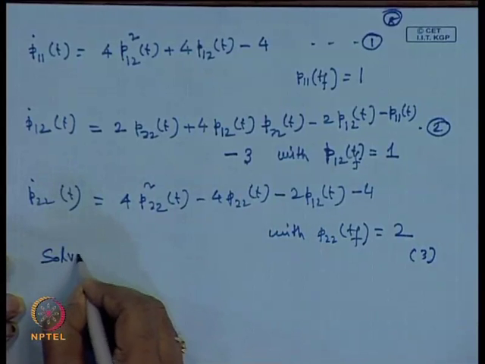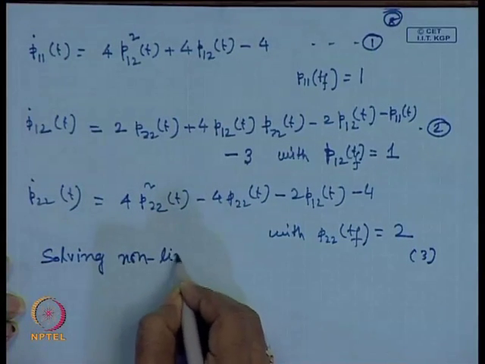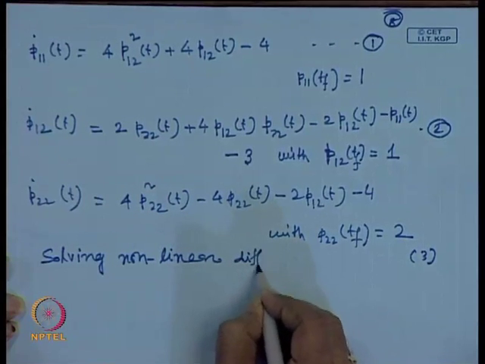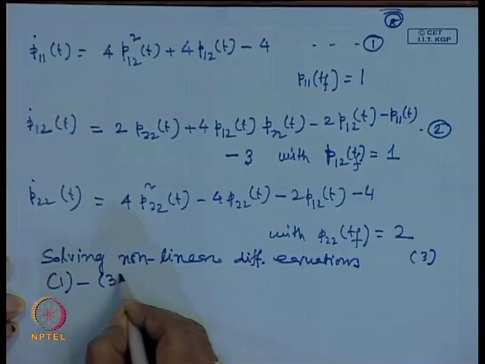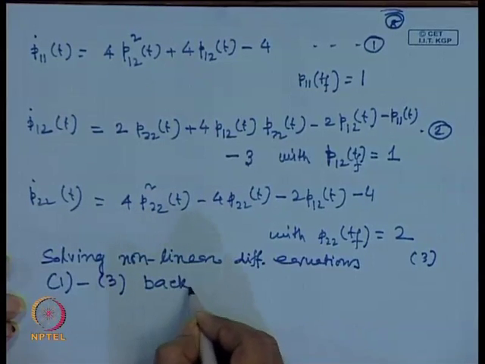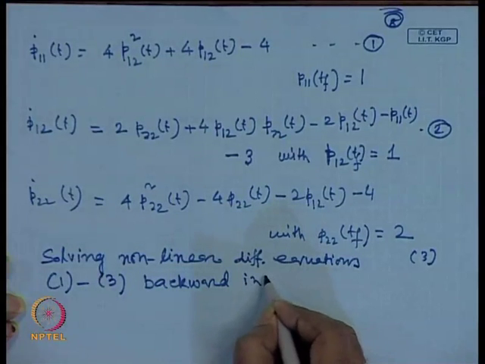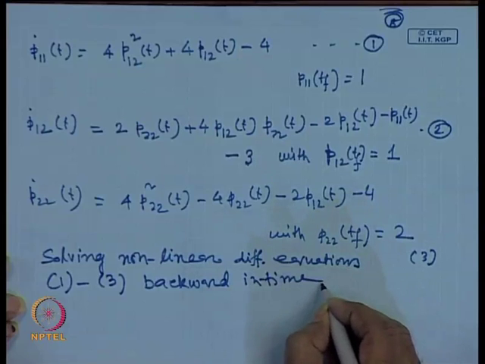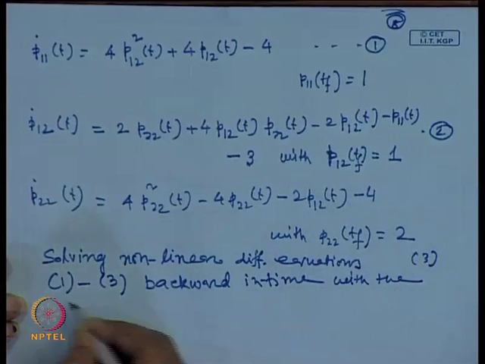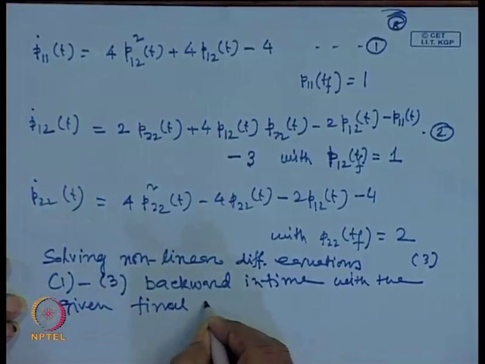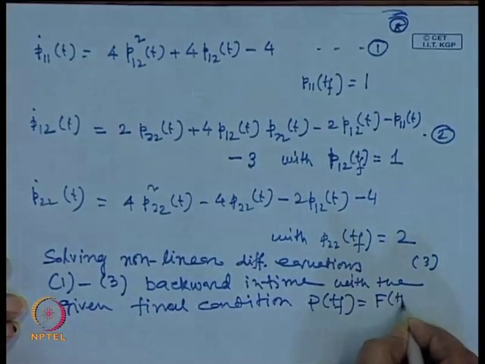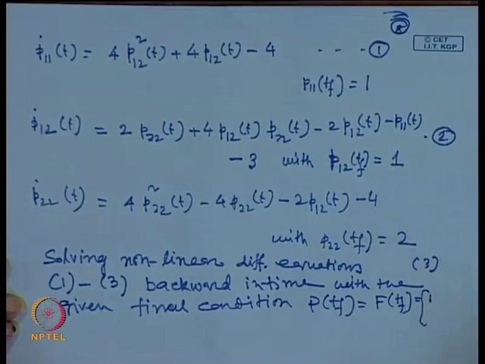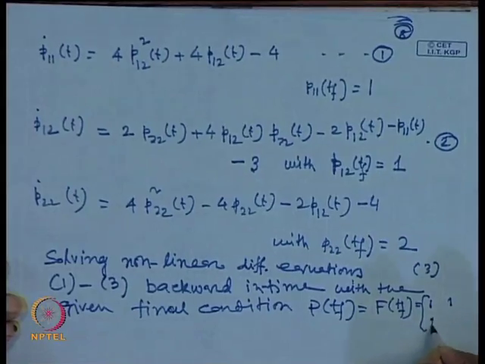So, solving nonlinear differential equations 1 to 3 backward in time with the given final condition, meaning P of tf equal to F of tf, which in our case is 1, 1, 1, 2.